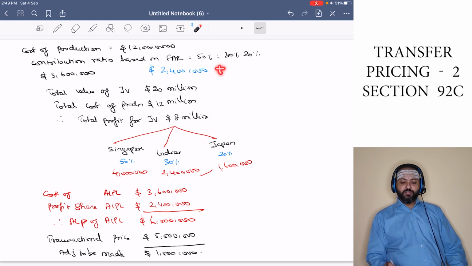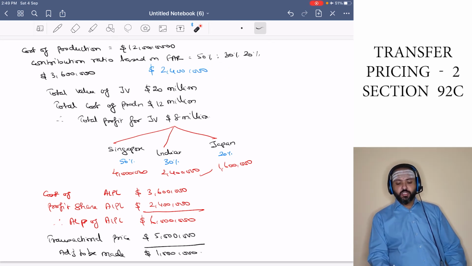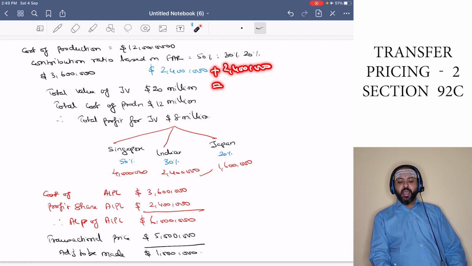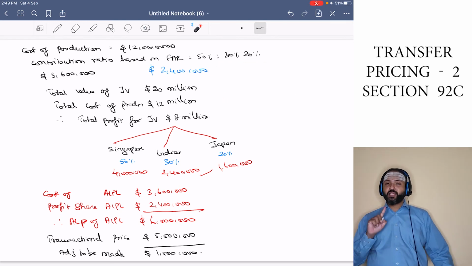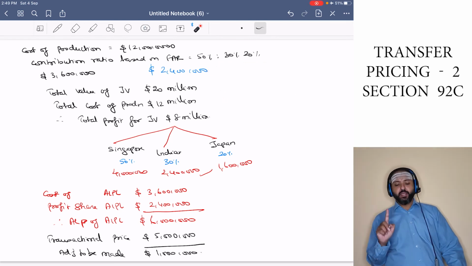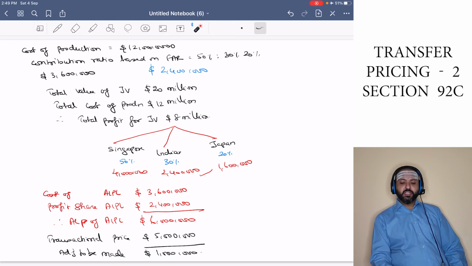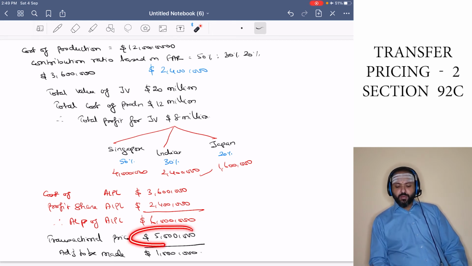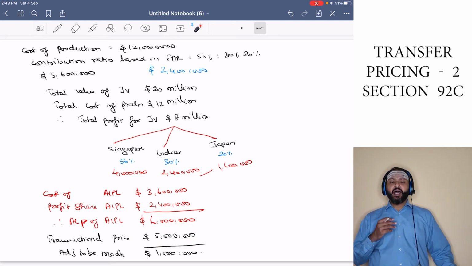And what is the profit relevant to India? That has also not changed. Again, 2.4 million. So when I add these two, I am getting 4.8 million as the revenue to be charged. Arm's length price is what? 4.8 million. But what is the transactional price? Transactional price is 5 million.